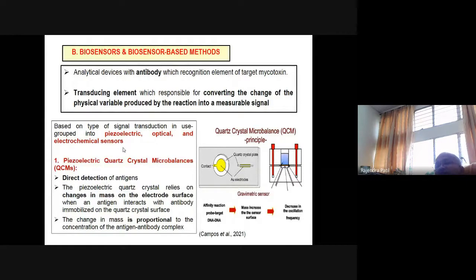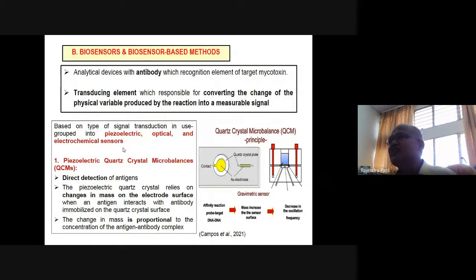Then another important one after these immunoassay techniques is the biosensors, or biosensor-based methods. Those are also very useful nowadays, and a number of biosensors, even nanoparticles and nano-based materials, are coupled with these biosensors. They are also helpful for the detection of mycotoxins. Not only mycotoxins, even multiple mycotoxins, and even pathogenic fungi we can also detect.